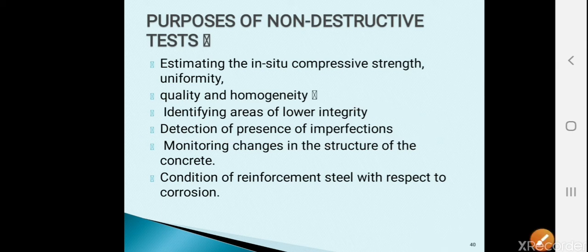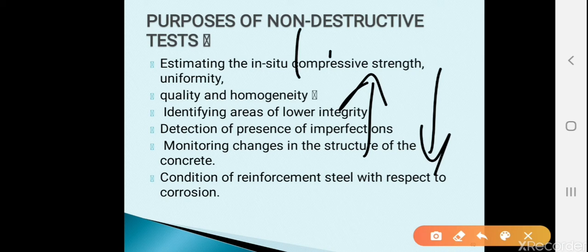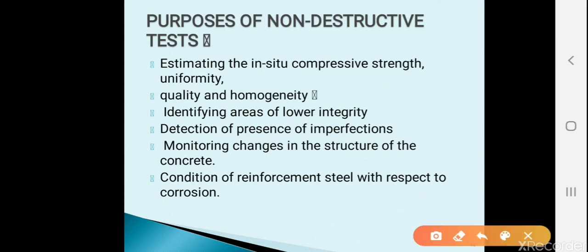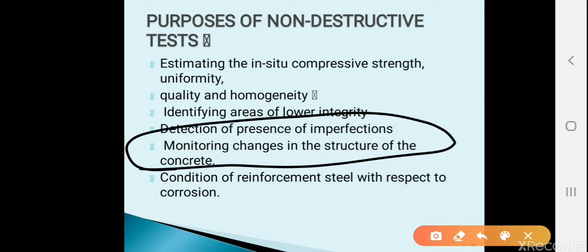So as I already told, the concrete attains its ultimate strength after 90 days. When we live more than 10 years or 20 years, 50 years, as the life of the concrete goes on increasing, automatically the strength may decrease. So in such cases, we need to find out the strength after 10 or 20 years. In such cases, we can go for this test.